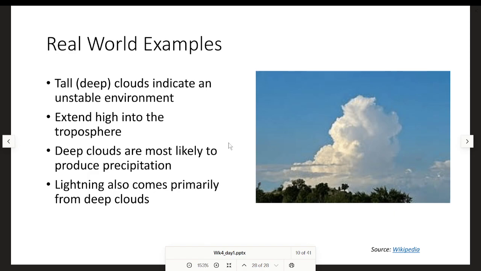This beautiful pixelated cloud, very beautiful though, tall, deep cloud. This indicates an unstable environment. Clouds are tracers for air parcels. And so you can imagine the top of this cloud is where the air parcel is at, and this is like where the air parcel has been. So they extend up high, and the deep clouds are most likely to produce precipitation. They're very heavy. And also lightning comes primarily from deep clouds.